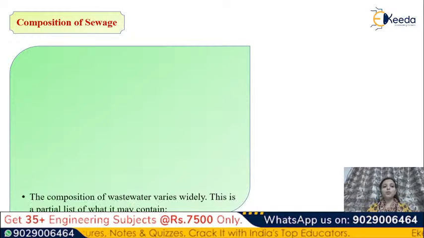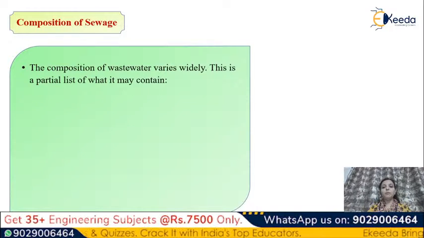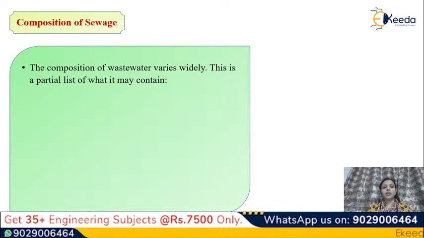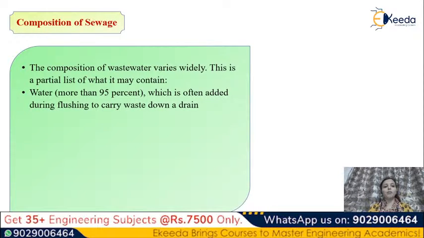First, the composition of sewage. What is meant by composition of sewage? The composition of wastewater varies widely, and this is a partial list of what it may contain, or what constituents are involved in that particular sewage. That is known as composition. The water is more than 95%, which is often added during flushing to carry the waste down a drain.